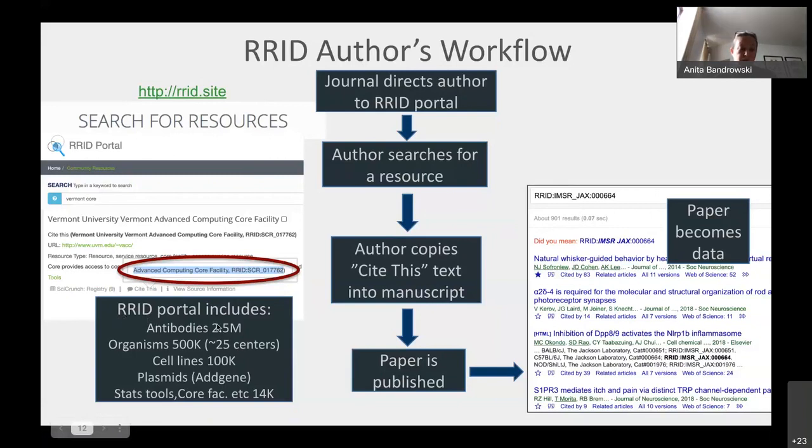The RRID portal actually includes a lot of different things. So it includes antibodies, organisms. There's about 500,000 from over 25 centers right now, actually. There's over 100,000 cell lines that are listed, a lot of plasmids, about 80,000. And then there's a lot of statistical tools, core facilities, et cetera. And that accounts for another 14 to 15,000. So that's roughly what the workflow is for the authors.